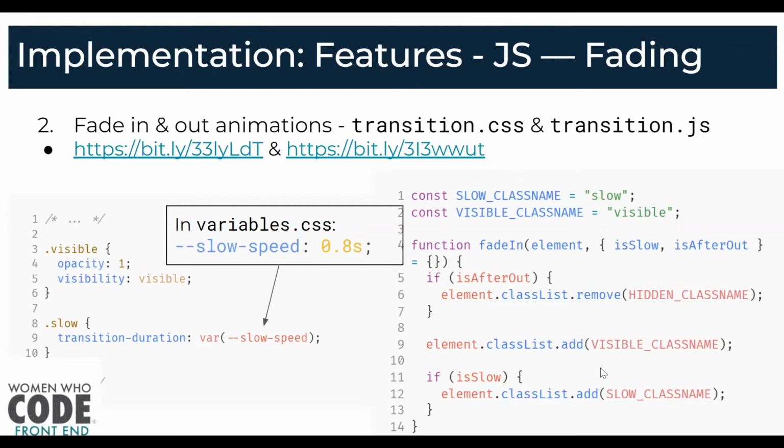And if this animation is supposed to be slow, I add the slow class name. So I initialize the slow class name to slow, and these are the CSS class names, as you can see in here. And this is something called a custom property in CSS. Previously I mentioned that in variables.css, I stored all the custom properties, or variables, that contain the values that get repeatedly used. In variables.css, I set slow speed to 0.8 seconds, and I want to reuse this value whenever I want an animation to be slow.